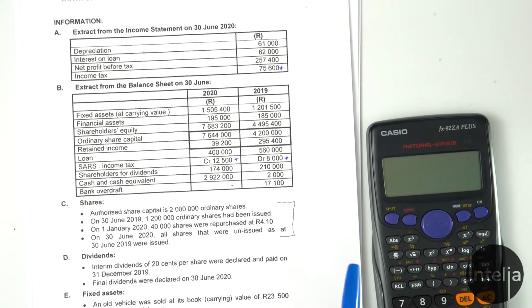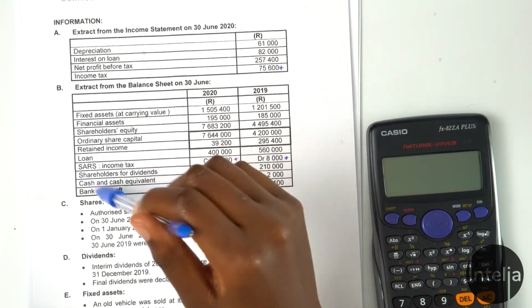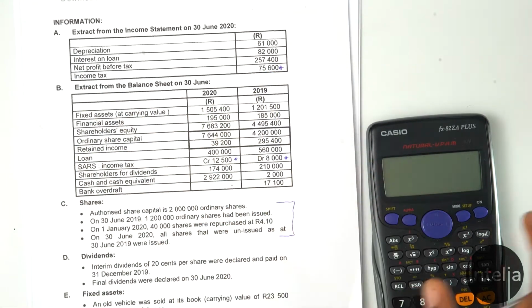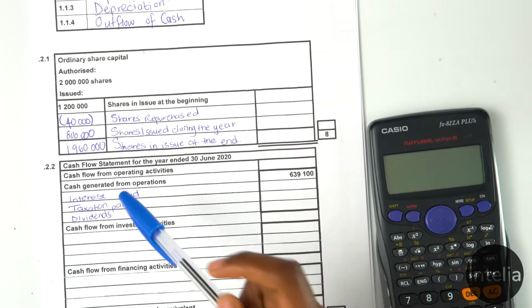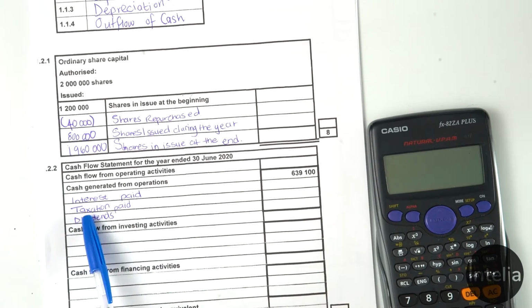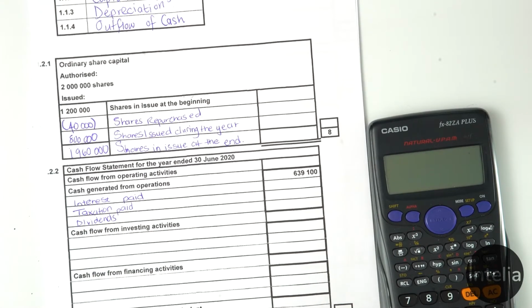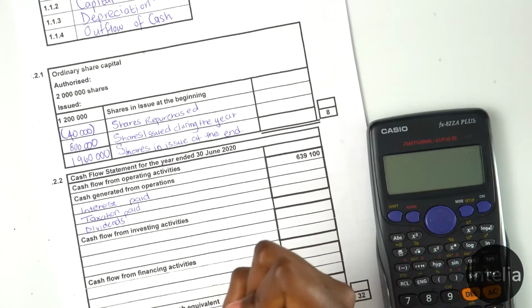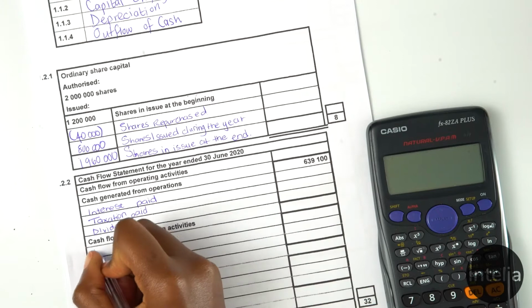And then you have in your information all this other information like financial assets, retained income, all of the stuff that you can then find a way to put into your cash flow statement. So I started a bit here just so I can speed up the process, and I filled in the cash generated from operations. And here from our adjustments, we have interest paid, taxation paid, and dividends, right? Then under cash flow from investing activities, we had purchase of fixed assets.